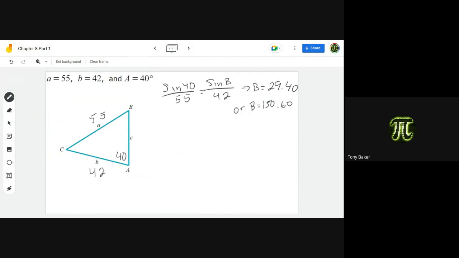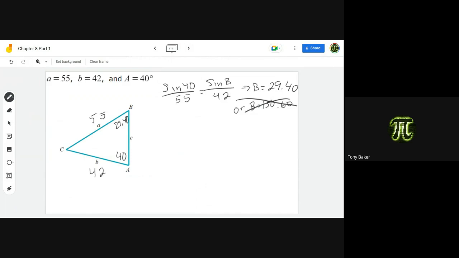Now, the 29.40, that's probably good. That's going to work. I can still get a number for C. If I made B 150, what's 150 plus 40? 190. I'm already over 180, right? So that one's not working. Okay, so I don't need to use that one.